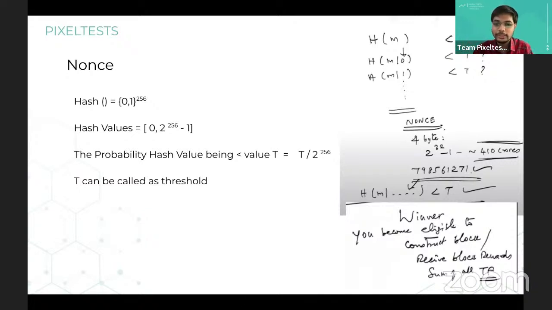So how many of you understood that there is a possibility that the person might exhaust all of his 2^32 values and still not be able to satisfy the condition that his hash is less than T? If you understood that, type U in the chat box. Thank you, Sujima.